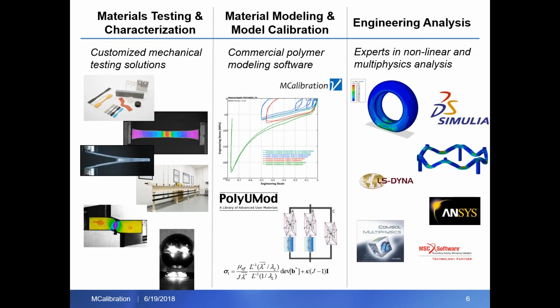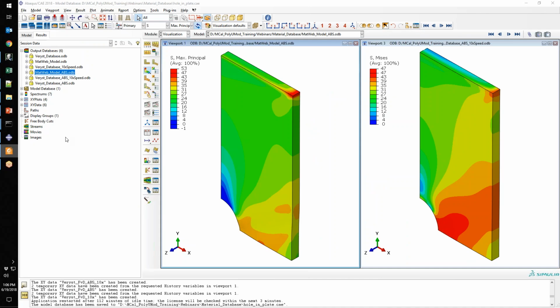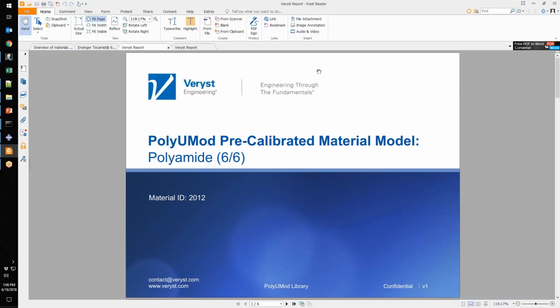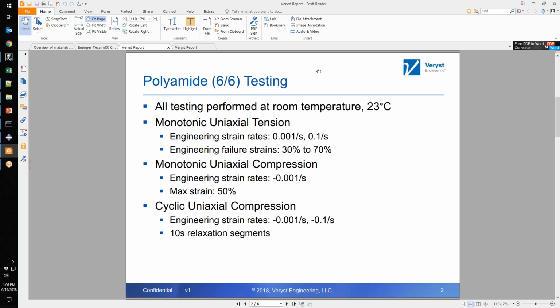But at this point, I'd like to walk you through some different things. First, I am going to show you an example report that comes with the Veryst internal database. This is where you would go as you're determining whether you can use this particular material for your simulation. You come here to find out more information about the material and the testing that we did. So there's a title page. Then the next page gives a brief outline on the testing that we performed.